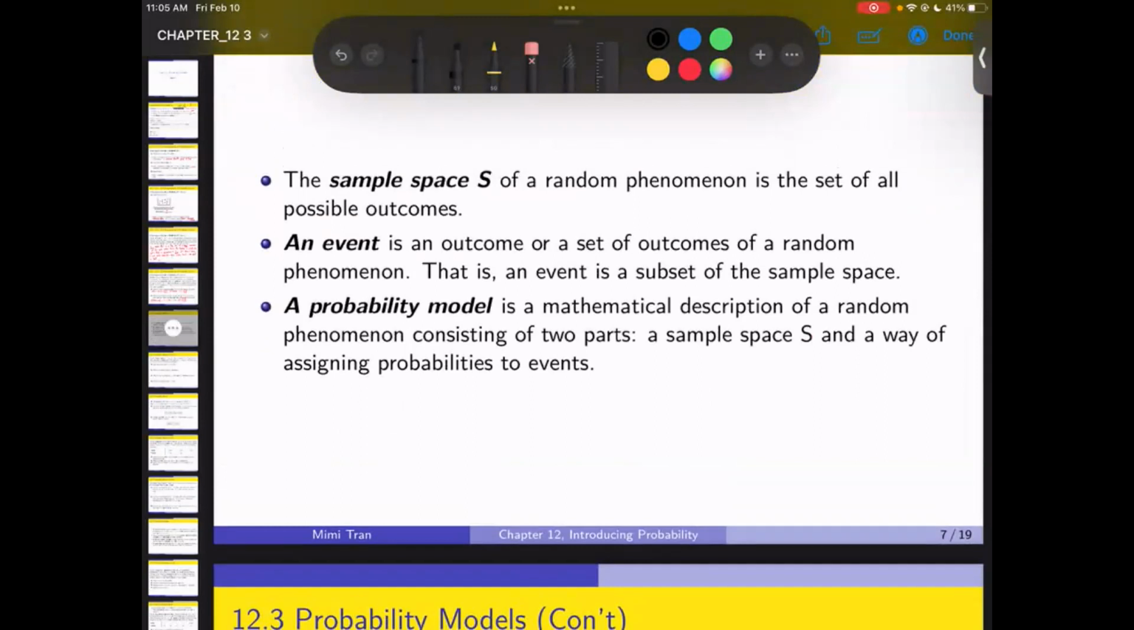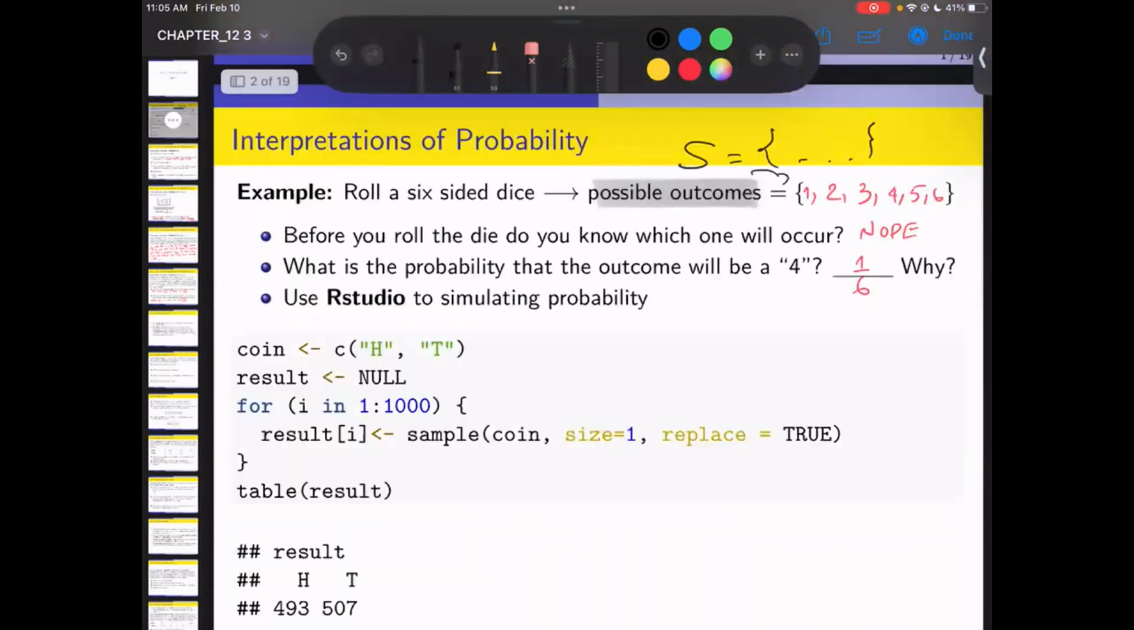An event is an outcome or a set of outcomes of a random phenomenon. An event is a subset of the sample space. Let me go back to that example. So I say the event is that I'm gonna get a 4. That is a subset of the sample space, right? Because in the sample space there are 5 other outcomes. So the event of getting a 4 is a subset of all the possible outcomes, capital S. So distinguish between what is sample space and what is event. Event, the smallest subset of possible outcomes.